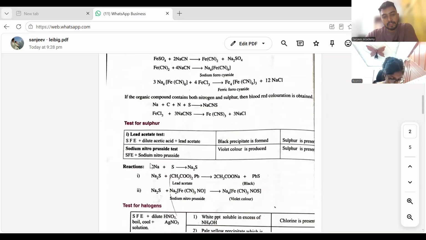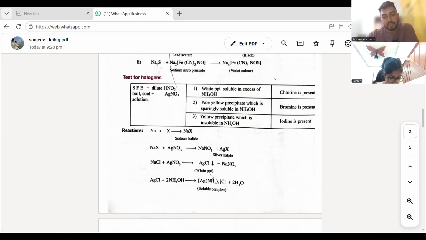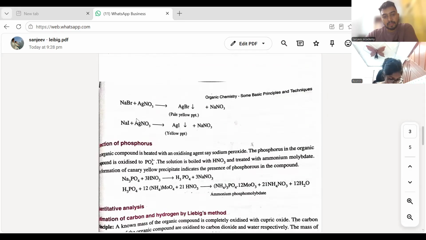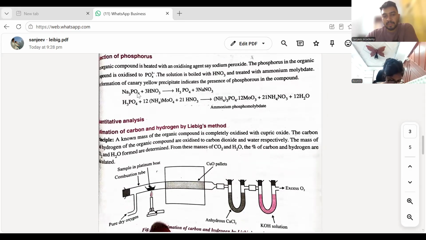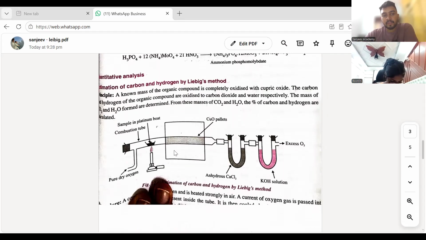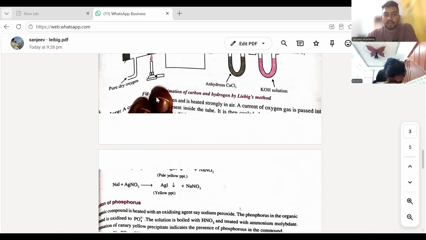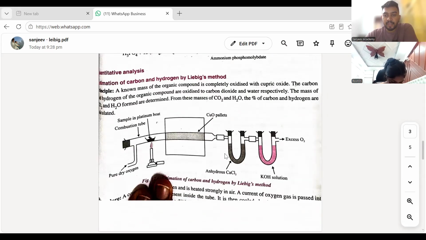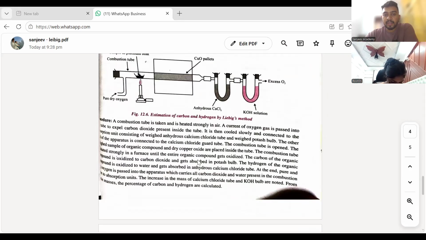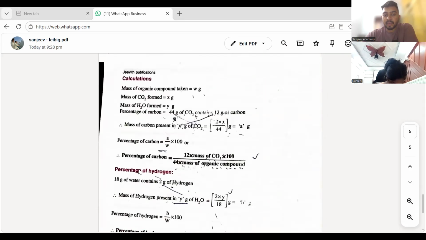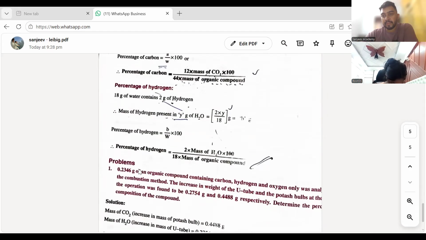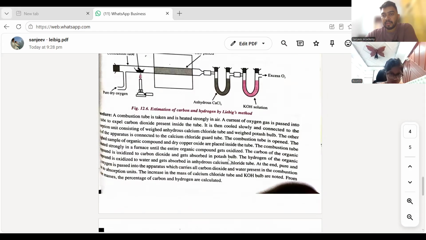Test for sulfur, again I need the same thing. Test for halogen, I need the same thing, tables and everything. Phosphorus, I'm least interested, so leave phosphorus. That is up to you, whether you want to write it or not. And for the estimation of carbon and hydrogen, I need a diagram as well as the calculation part. That is important for me. Diagram and the calculation part. Clear to both of you?